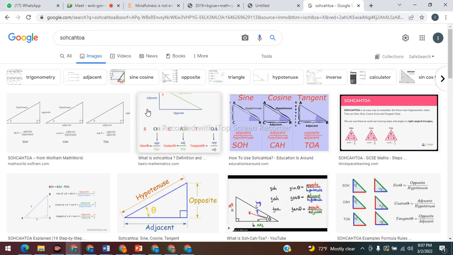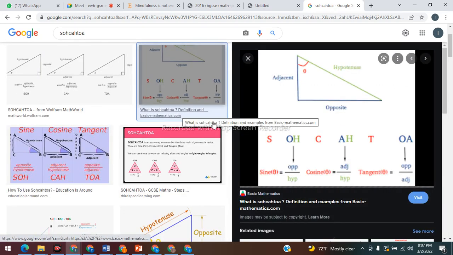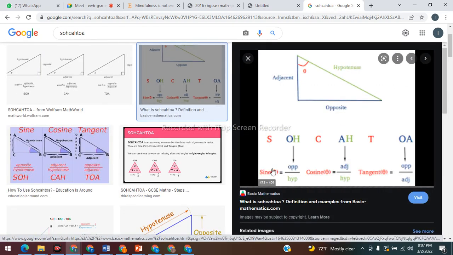Okay, so that's just these stuff. So what they're saying is sine of the opposite over the hypotenuse. Sine theta is going to be equal to the opposite over the hypotenuse. So the hypotenuse is, of course, the length of the longest side.